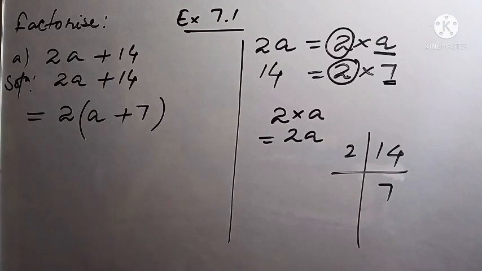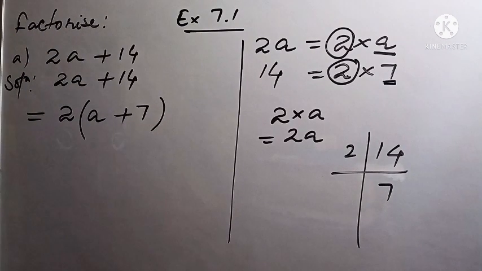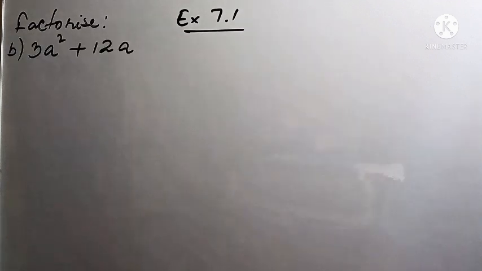Why am I saying we have completed the factorization? Because I expressed this as a product of its factors. After this we can't do anything. This process of expressing a given expression as the product of two or more factors is what we call factorization. We'll move to the next question. We have the question here.